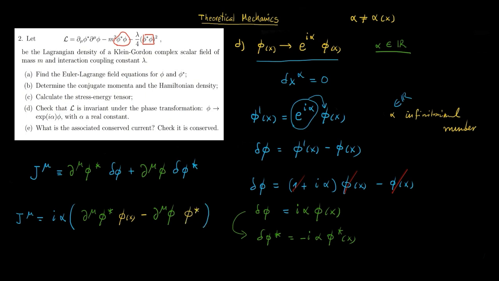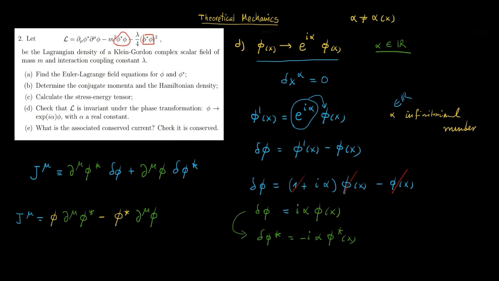So in order to avoid confusion, let me change the order here. I think it's better because then you know that this partial derivative acts on phi star. And here we can do the same thing. By the way, the constants that multiply here, we throw them away because they are irrelevant. The important thing is that this combination of objects is what remains constant. The last thing we have to do is check that it is conserved.